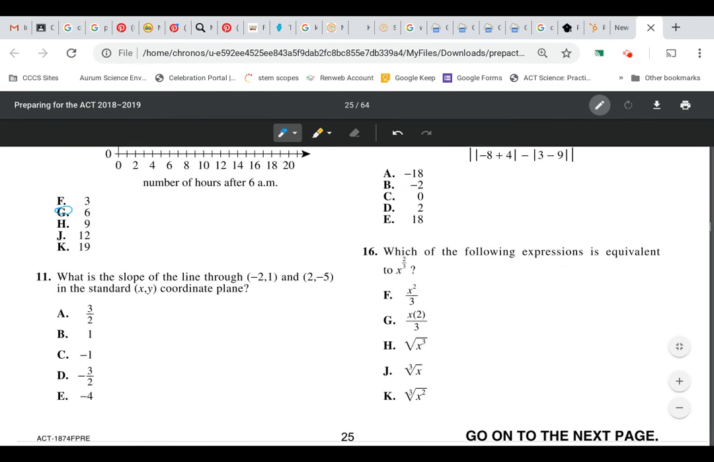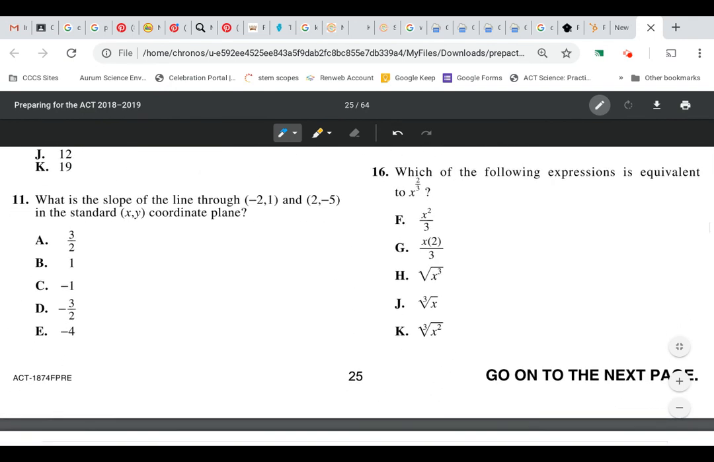Okay. Number 11. What is the slope of the line through -2, 1 and 2, -5? Slope is m equals y2 minus y1 over x2 minus x1. Either one can be point 1. So let's say this is point 1. This is point 2. So this will be x1, x2, y1, y2.